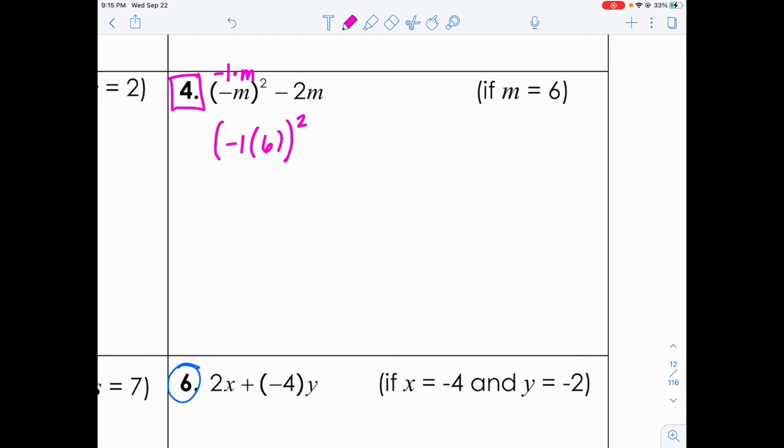Now I square it outside, and I do minus 2 times m, and once again, m is still 6, so I'm plugging it in. This is really important because if you were substituting in a negative variable, this is a chance that you might accidentally drop a negative if you're not putting it inside parentheses.